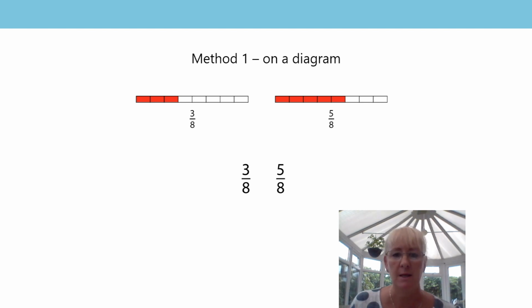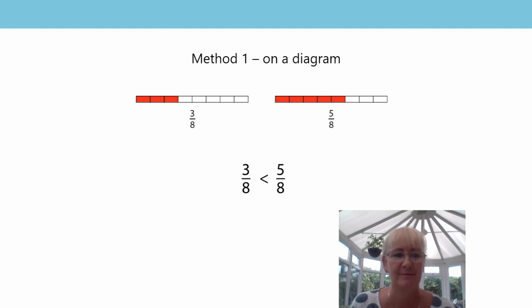So what do you notice about the numerators? Yes, you were right. 3 is less than 5, so 3/8 is less than 5/8. Can you put the missing inequality symbol between your two fractions to show this?